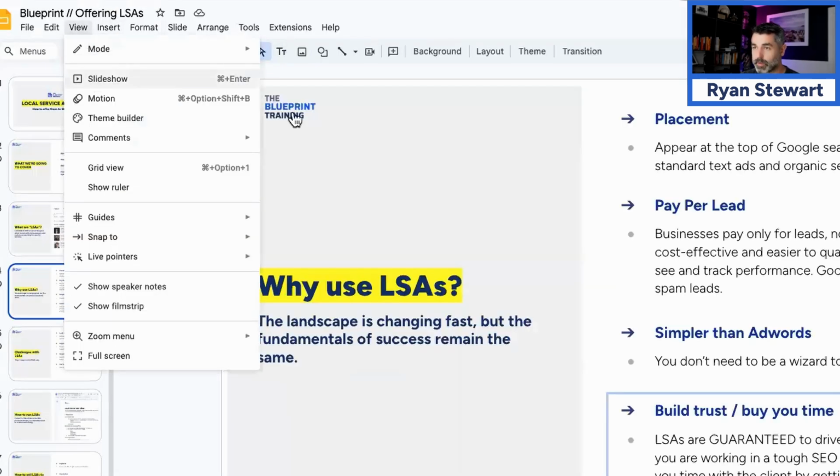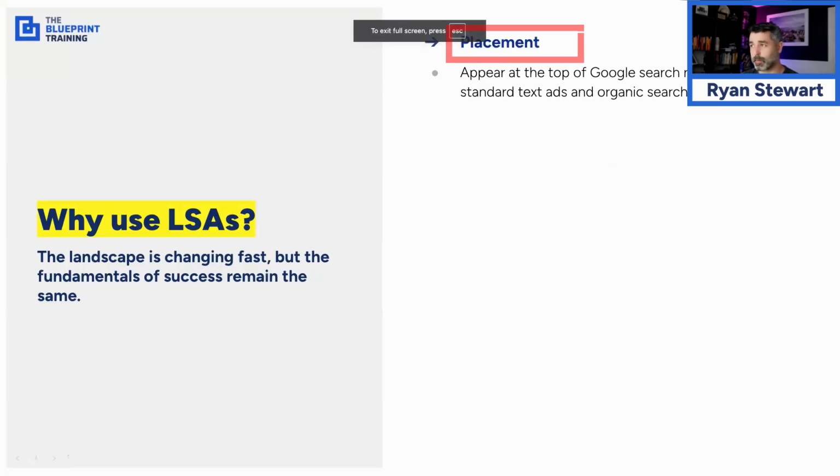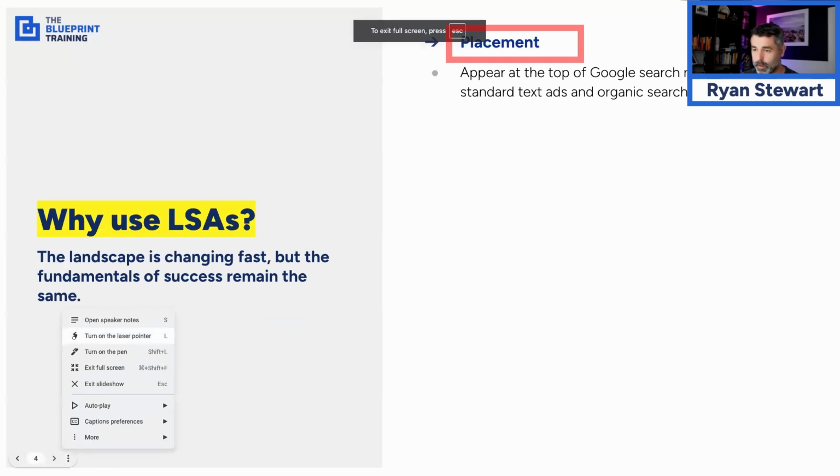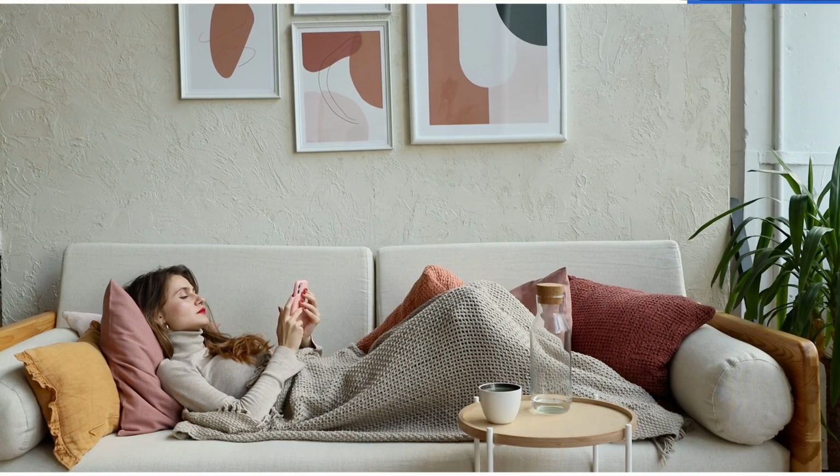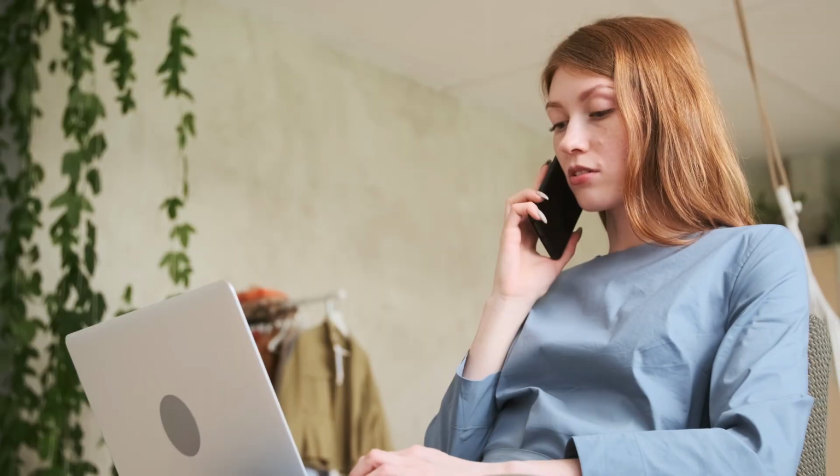Now, that also can have a bit of a downside when we talk about why LSAs might not be working. It's kind of a double-edged sword. You're cutting the line, but you're also getting a lot more errant calls and a lot more errant leads, if you will, from it because it's directly at the top. People aren't doing any research. They're clicking a call and they're calling right away.